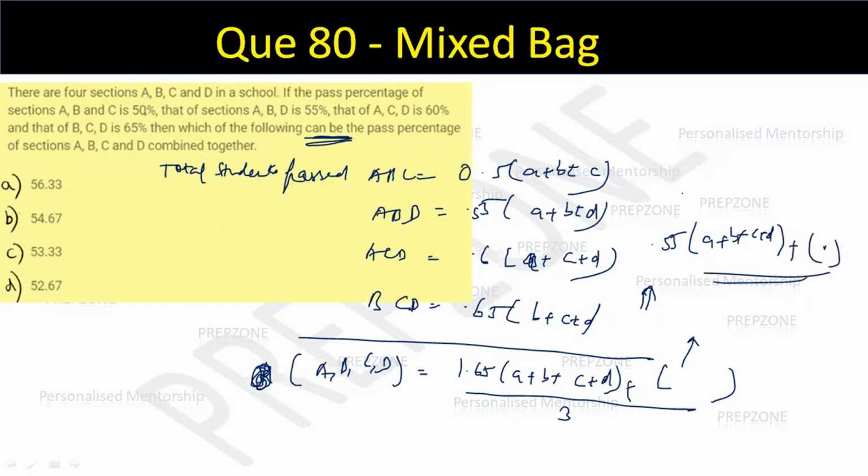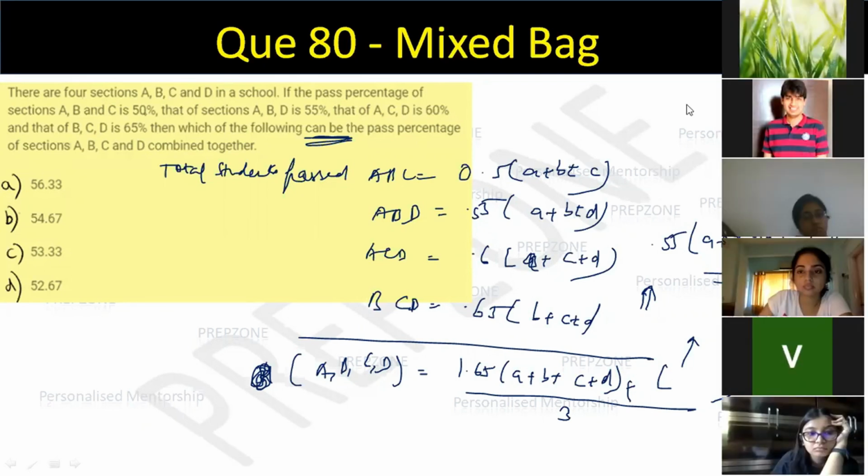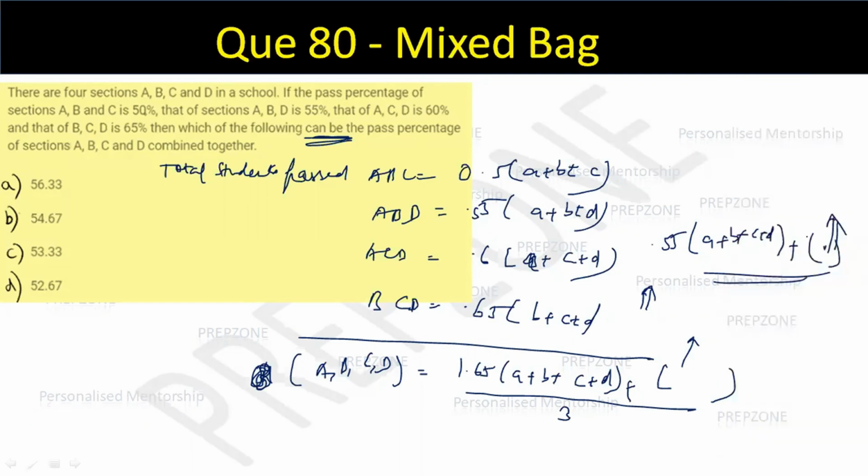And I know that A, B, C, D are all positive integers. So from here we can say it has to be greater than 55%, because it is 0.55 of something plus some positive number. This means the passing percentage is at least more than 55, so I only have one option, option number A. A very good question, because it looks very difficult and if you are on the wrong track, it might end up taking a lot of time.